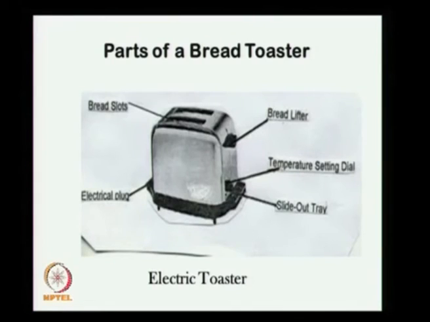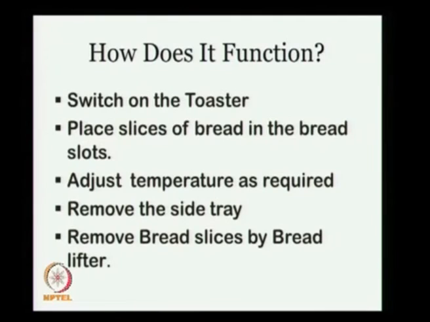The parts of the bread toaster are as shown in the slide. It has bread slots, an electric plug, a bread lifter, temperature setting dial, and a slide out tray. Moving to the functionality, just switch on the toaster and place the slices of bread in the bread slots, and you can adjust the temperature as required. Just remove the side tray and you can remove the bread slices by using the bread lifter.